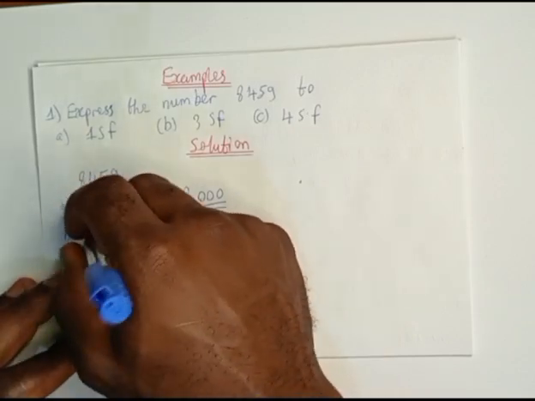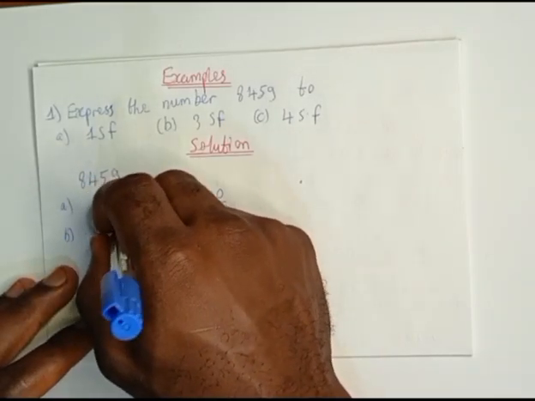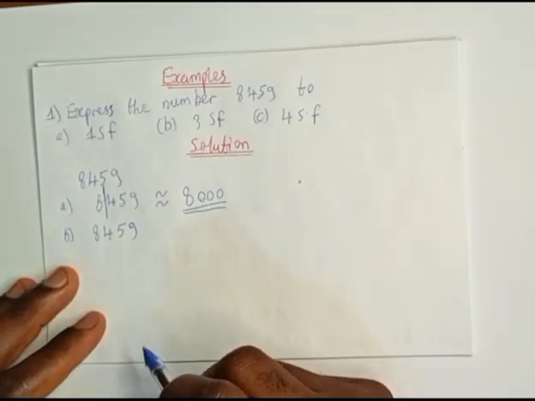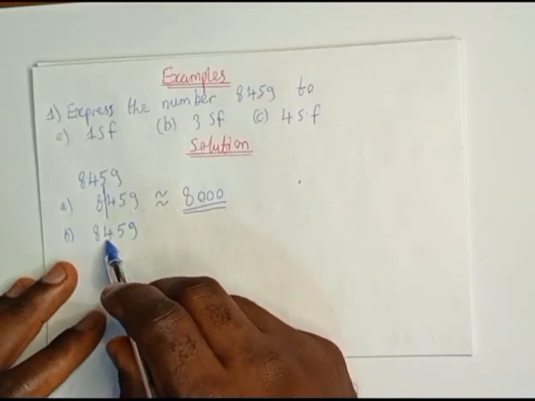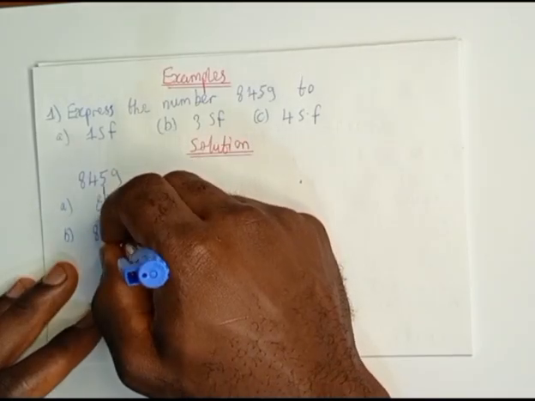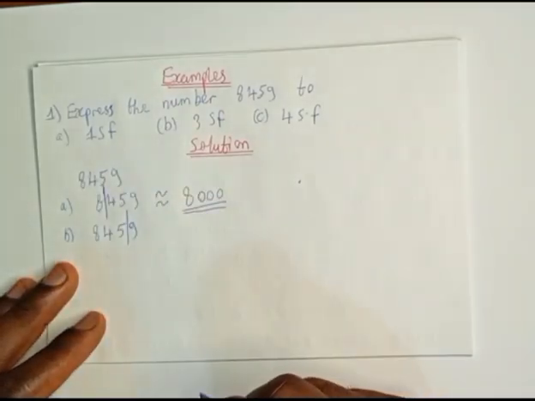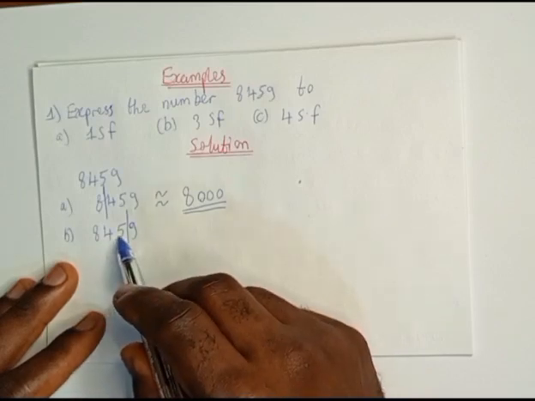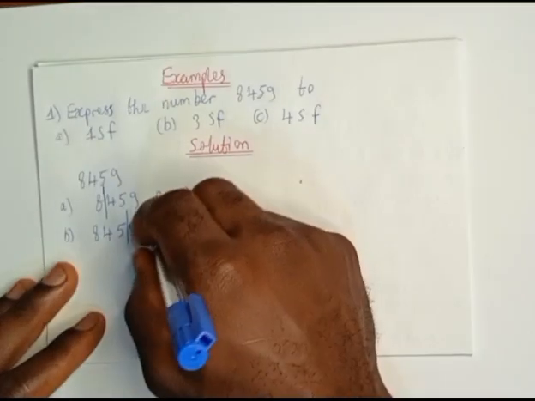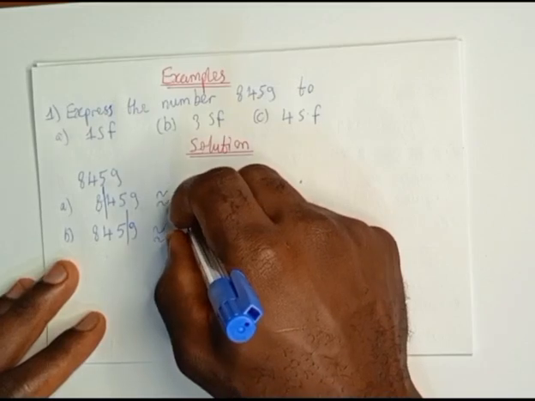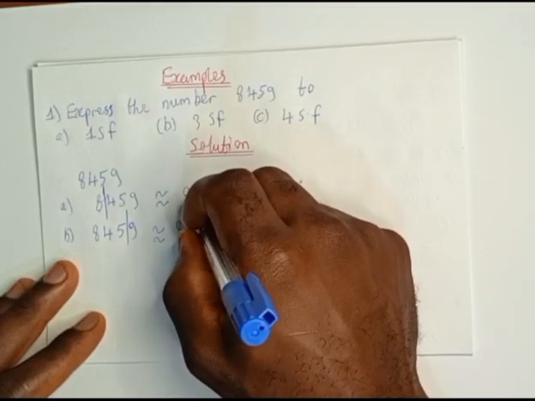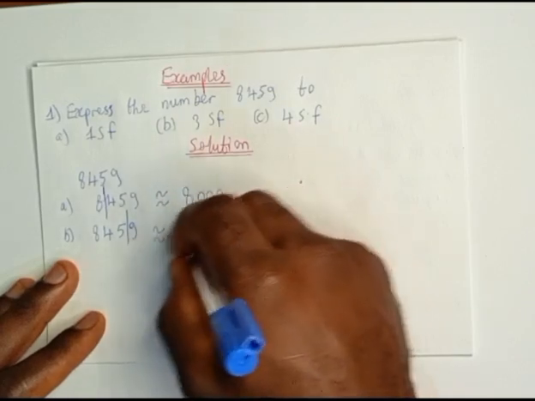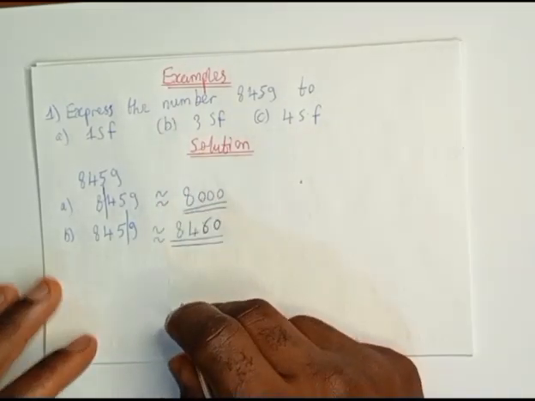For B, we have to approximate this to three significant figures. This is the first significant figure, the second, third. We round off. 9 is greater than or equal to 5. It is rounded up to 1. We add the 1 to this 5 tens. This will be approximately 8,460. So 3 significant figures.